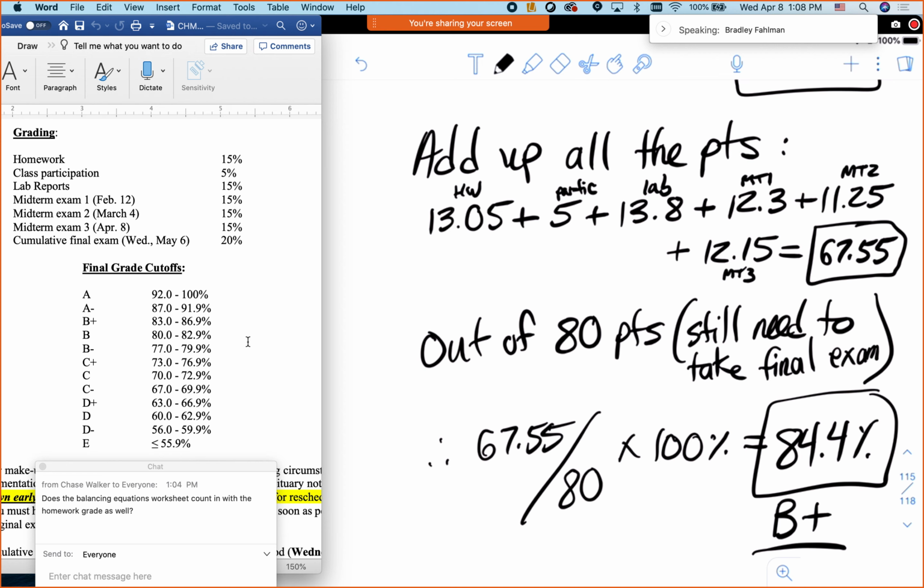Can you explain where you got the 80 points from? Yeah, so that's what we have done so far, all of these ones. So it's worth 80 points because you still have 20 left to go, and the whole thing is out of 100%. Okay, because you don't know your final exam grade yet, and that'll be your other 20. Does that make sense?